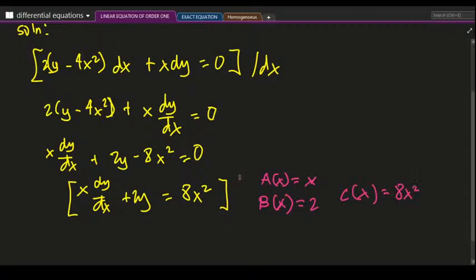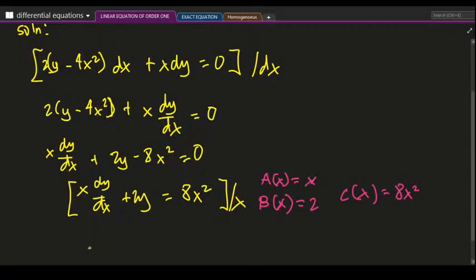Now, in order for this to become the linear form in which we could apply the integrating factor, we must divide both sides by a of x. Our a of x is equal to x. So what will happen now?